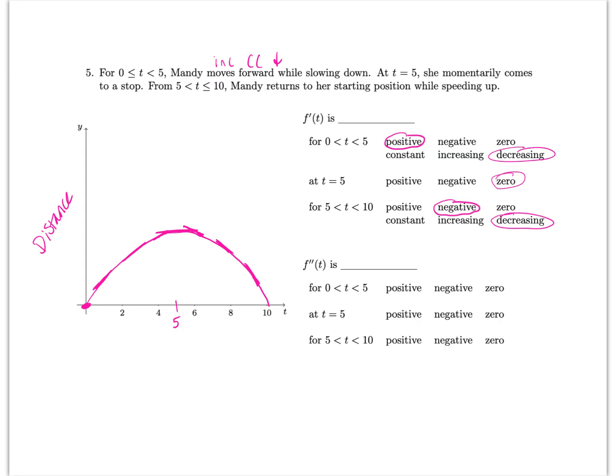And then f double prime tells us we can interpret from concavity. So from 0 to 5, this graph is concave down, which means that f double prime is negative. And from 5 to 10, the graph is still concave down, which means that f double prime is negative. At t equals 5, what is the concavity of the graph? At t equals 5, that graph looks like a frown. So f double prime would have to be negative as well, because the graph is concave down there.